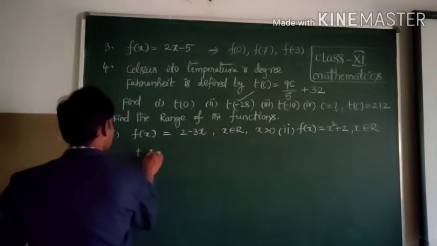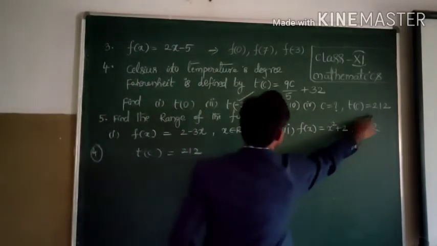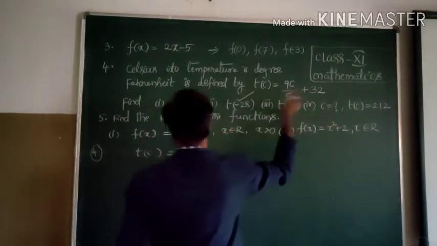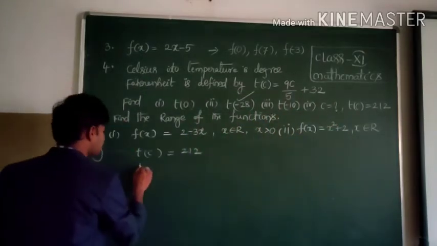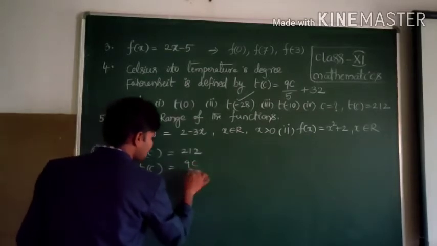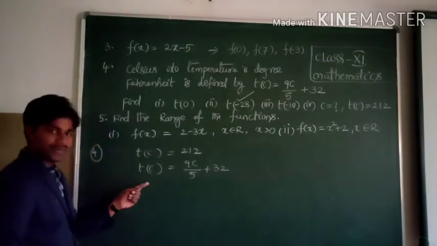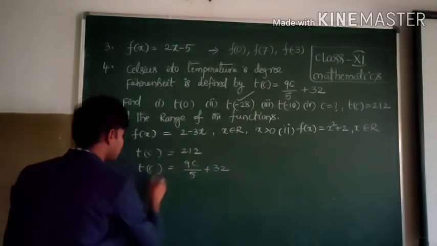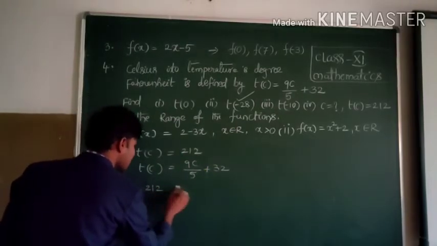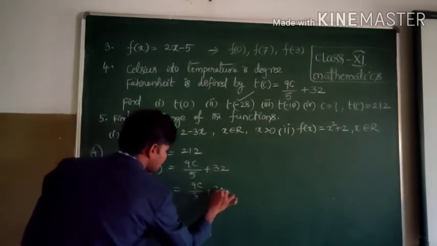212. T of C is equal to 212. You need to find the C value. The general expression given in the problem is P of C equals 9C by 5 plus 32. Here the P of C value is given as 212, so just substitute 212 here. It is 9C by 5 plus 32.